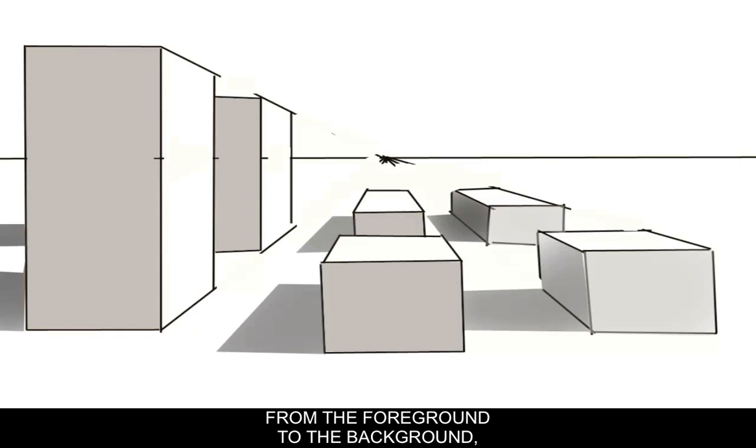Later on, they actually even figured out that if they added the addition of changing the contrast from the foreground to the background, for instance, the foreground would be a higher contrast and have more darks and lights, and the background would become lighter as it moved towards the horizon.